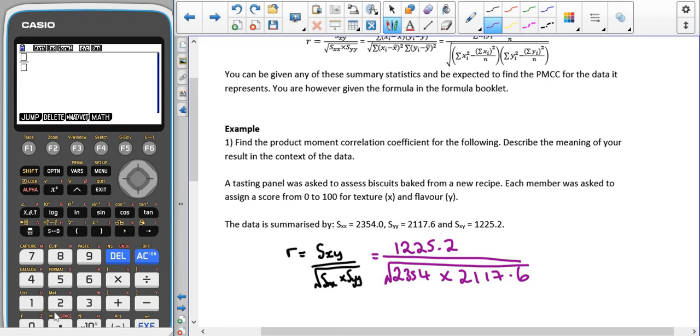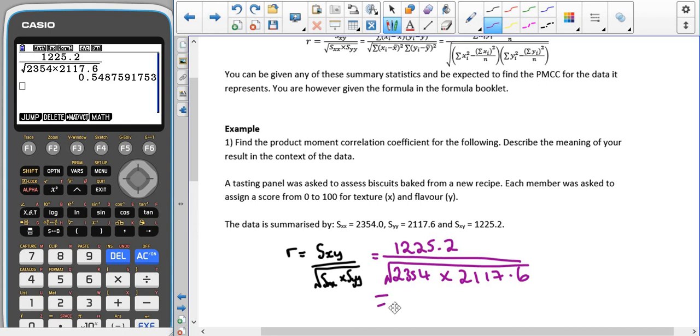So fraction button, 1225.2 divided by, down to get onto the bottom of our fraction, the square root, which is shift and then the x squared button, 2354 times 2117.6. And then when we click Exit, we get our PMCC value.